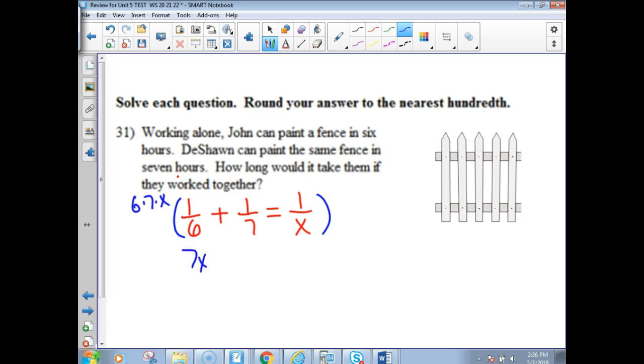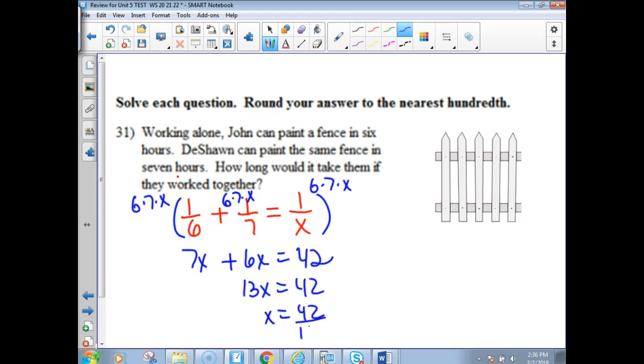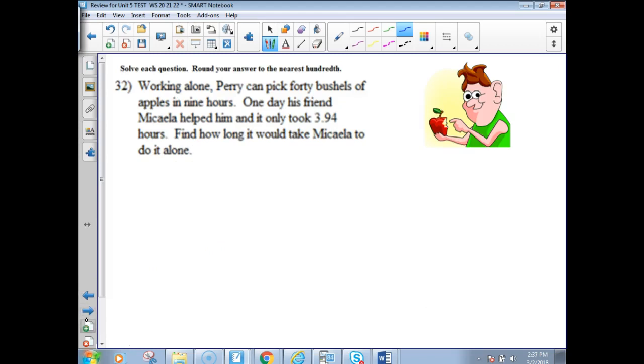In the first part we get 7x. In the second one, the 7 cancels out and you get 6x. And on this part, 6 times 7 times x, you get 42. Then you add 13x equals 42, and you divide by 13, and it's some decimal, 3.23, and that would be in hours. And of course, if you did 0.23 times 60, that would give you the minutes, 13-ish. It's not going to matter if you give me a decimal, though.